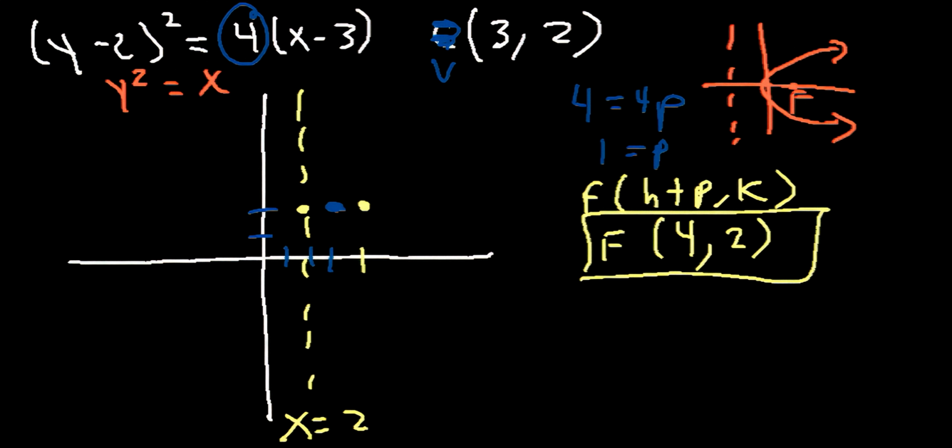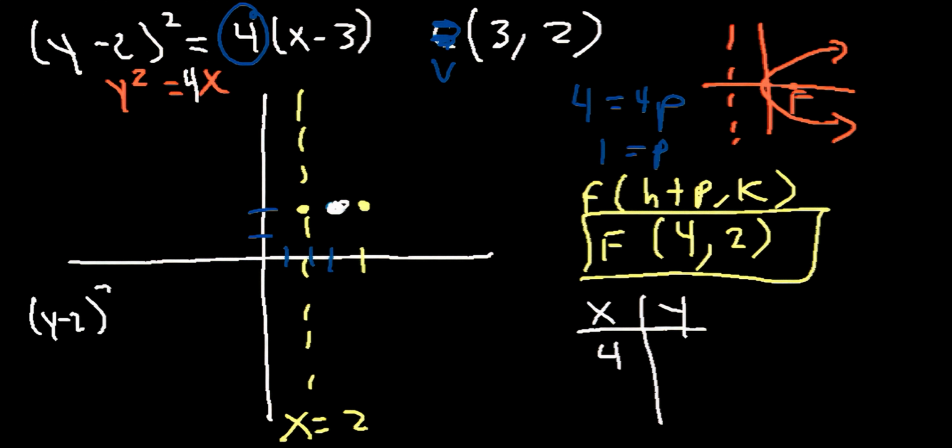So we have a 4 in front. Let's say if we plug in, let's make a table. We know the center is 3, or the vertex is 3, 2. Let's plug in 4 for x, and let's see what we get for y. If we plug in 4 for x, it's going to be 4 times 4 minus 3 is 1. So we get that. And if we square root both sides, y minus 2 is equal to 2.